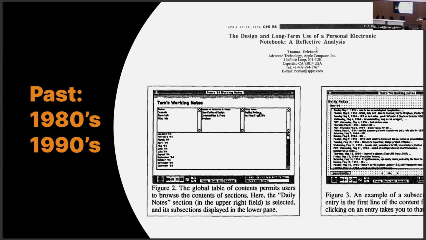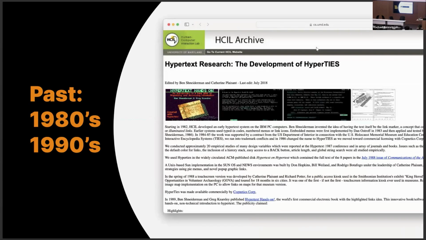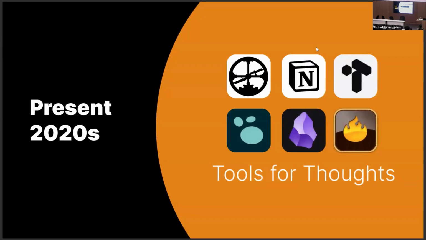So this is not something that's pretty new. People have already studied it since the 1980s and 1990s. This is one example called NoteCards. It was invented in the 1980s as a kind of personal electronic notebook. And this is another example invented by HCIL in the 1980s, called Hyperties. It's also an electronic hypertext-based note-taking research information management tool.